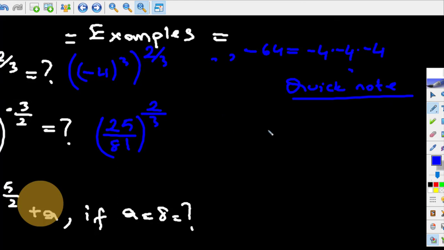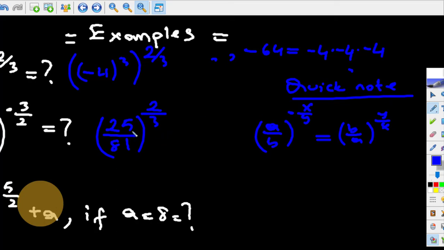So my rule: a over b, raised to the negative x over y, is going to turn into b over a to the power of y over x, with a positive exponent. That's what we did right there. This is the quick note, or you can call it a rule.